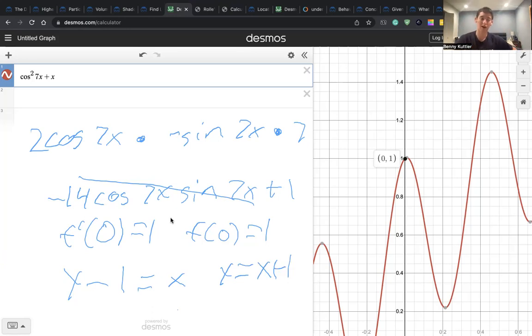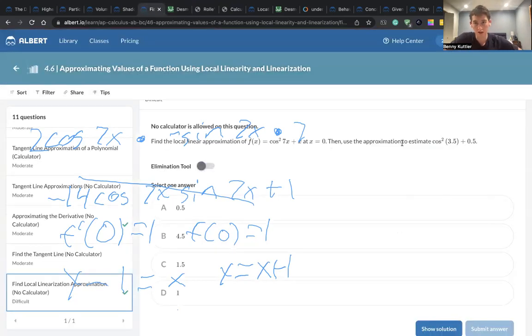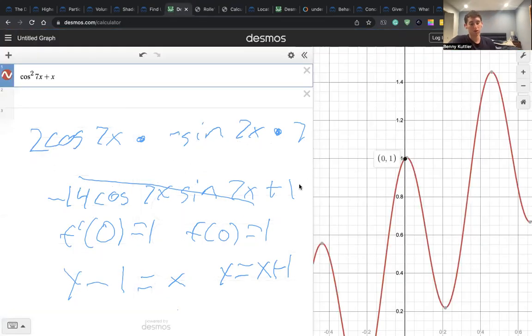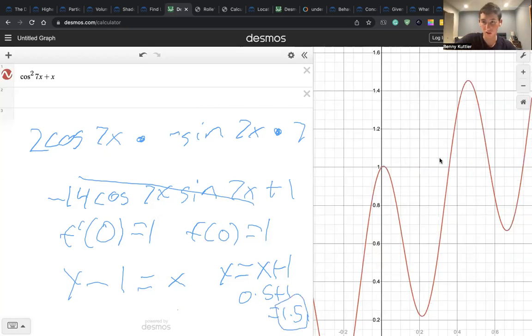So now to find the value at 0.5, which we know because 7 times 0.5 is 3.5, and 0.5 times 1 is 0.5. So now we just plug in 0.5 right here, and we get 0.5 plus 1 equals 1.5. And that is our linear approximation to this not so linear function.